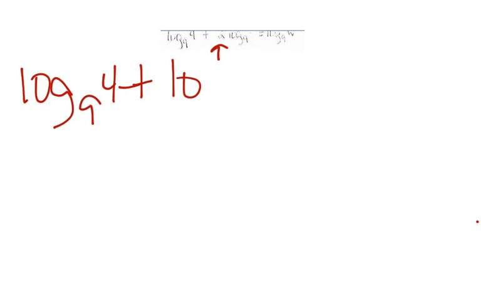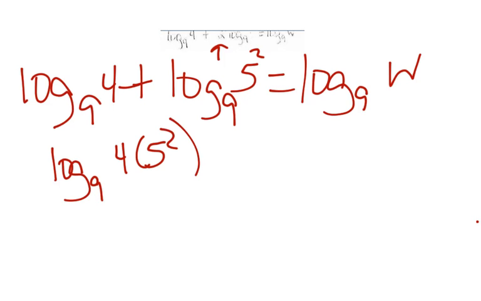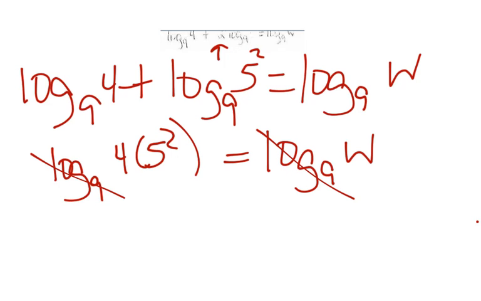log base 9 of 5 squared equals log base 9 of w. Addition becomes multiplication, so log base 9 of 4 times 5 squared equals log base 9 of w. Your logs canceled, and 4 times 5 squared, 100 equals w.